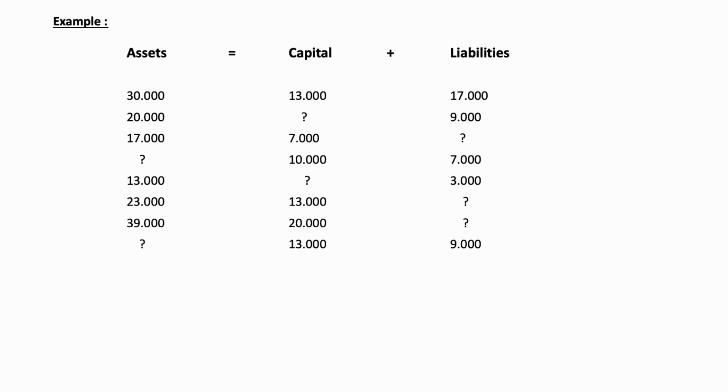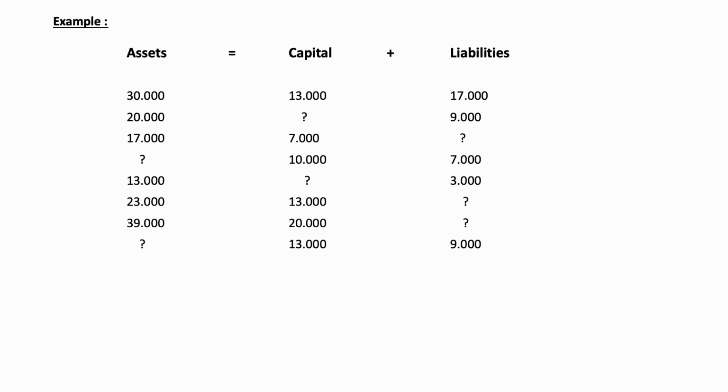The correct answer is 10,000. If the capital is 10,000 and the liabilities are 7,000, then how much are the assets? The assets will be 17,000. If the assets are 23,000 and capital is 13,000, then how much are the liabilities? The correct amount is 10,000.